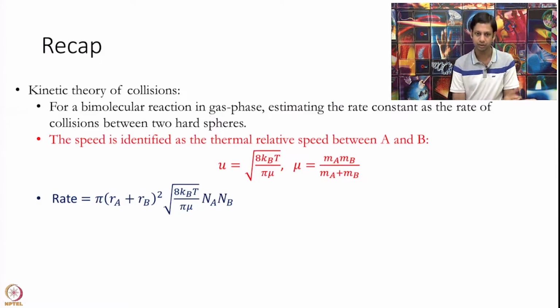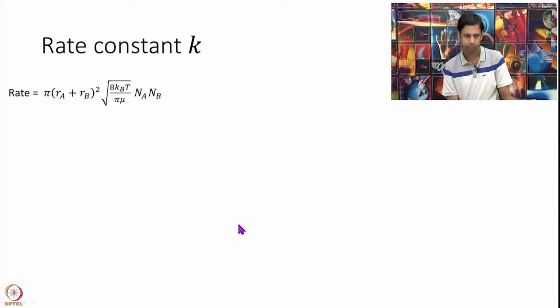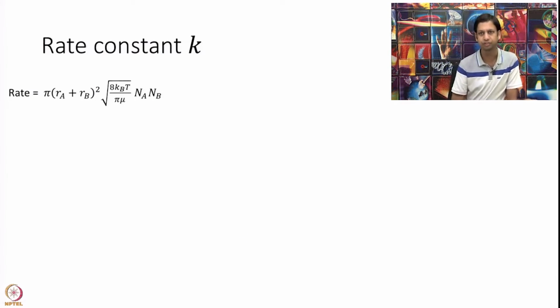Again a quick recap, we note that this kinetic theory of collisions is valid only and only for bimolecular reactions. We identified the thermal speed as u = square root of 8kT over pi mu, and this mu entered as a reduced mass, Ma Mb over Ma plus Mb, and we had gotten this final rate in the last module: pi (Ra plus Rb) squared, times square root of 8kT over pi mu, times Na times Nb. So, first let us simplify and calculate the rate constant.